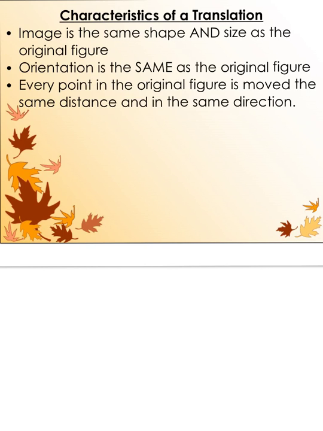And this is also a really important thing. Every point in the original figure is moved the same distance and in the same direction. So I'm not going to take point A, move it one direction, and then take point B and move it a completely different direction. All points have to move the same way. It's kind of like if someone was holding both of your hands, they need to pull you in the same direction. They can't pull you in opposite directions because chances are you're going to hurt yourself. So they would have to pull you in the same direction.